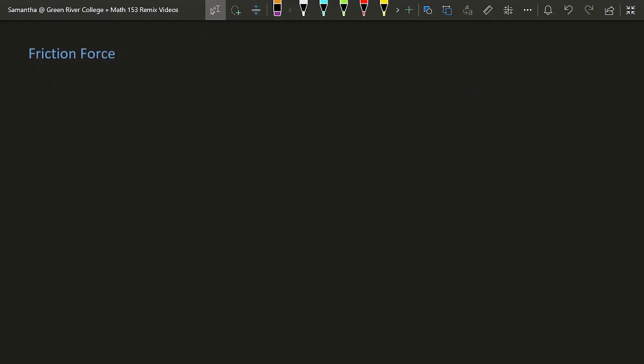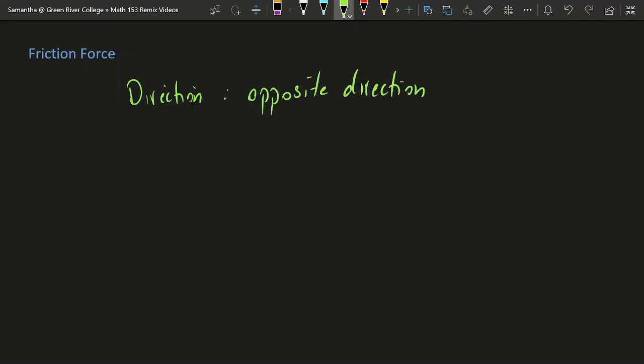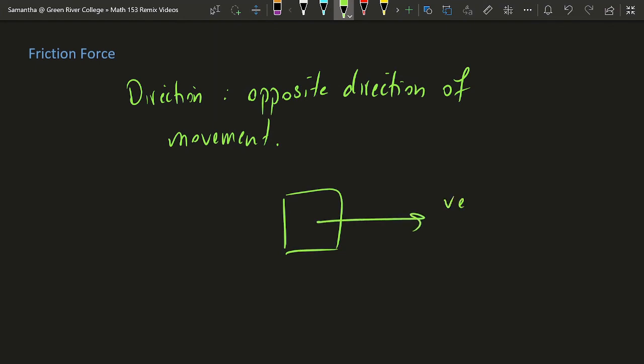The next force that we're going to have a slightly closer look at in the context of this class is friction. One of the really interesting things about friction force is that the direction in which it's applied is always opposite the direction of movement. So if, for example, I have an object whose velocity vector is to the right, then I know right away that the friction force will have to point to the left. Friction acts to impede an object's movement.